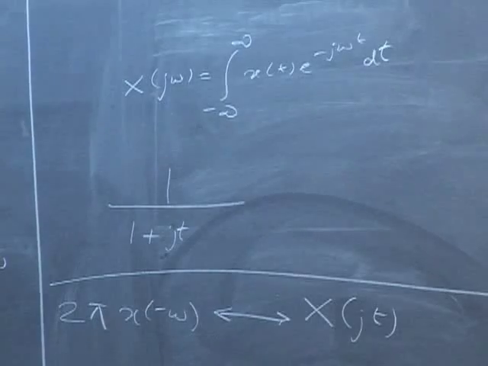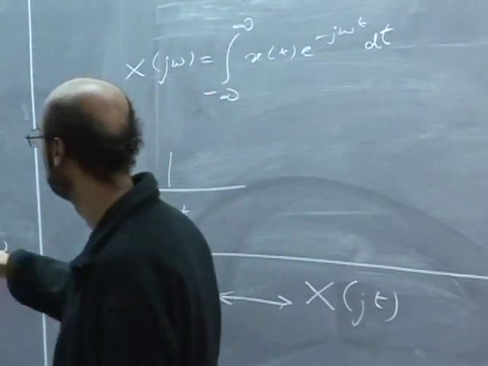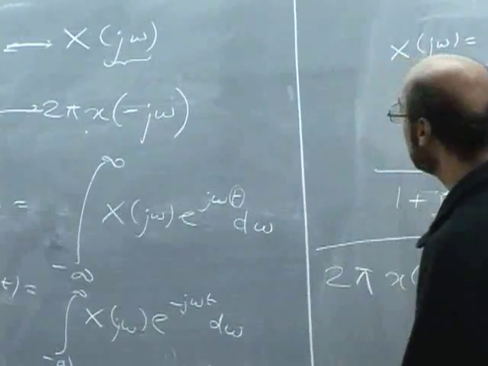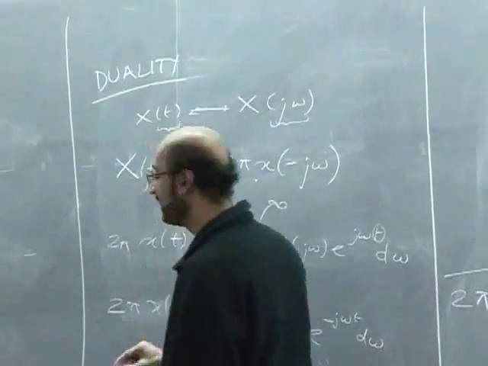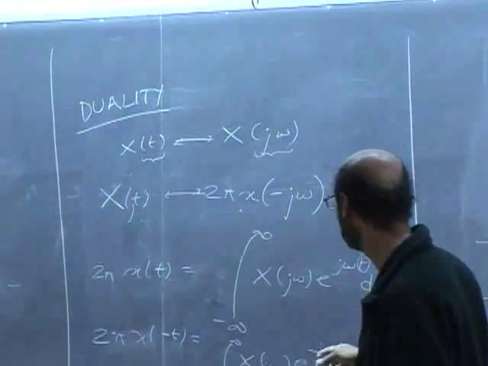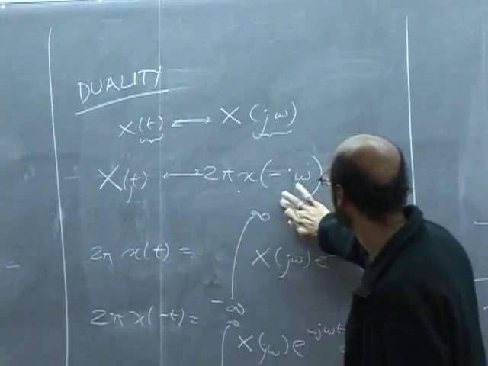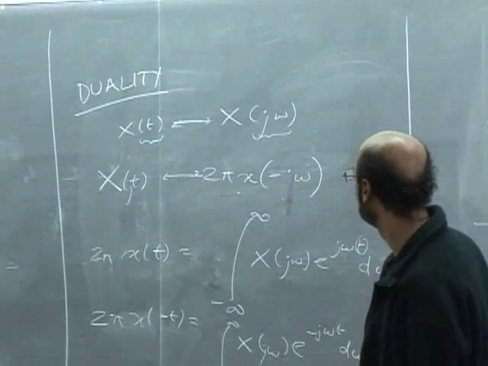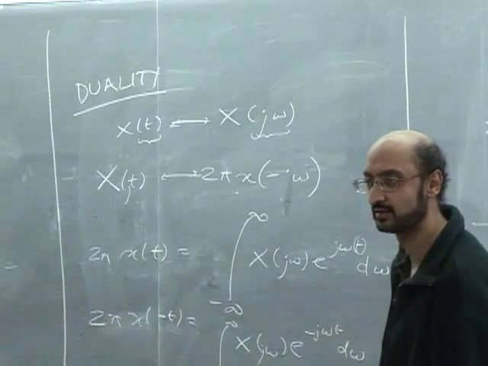I think the notation is wrong. It must be x of jt gives 2 pi x of minus omega. X of jt should be good. Sorry, this one here? Yeah, I know, we can do that. Sure, we can do that. Oh, you mean this one? Yeah. So the thing is, you do get x of jt here, correct?